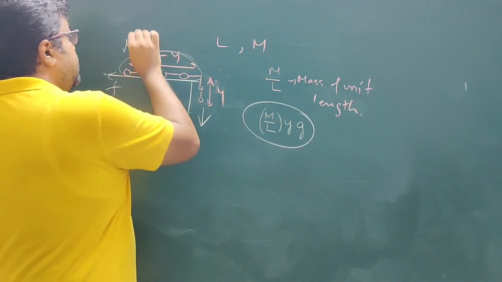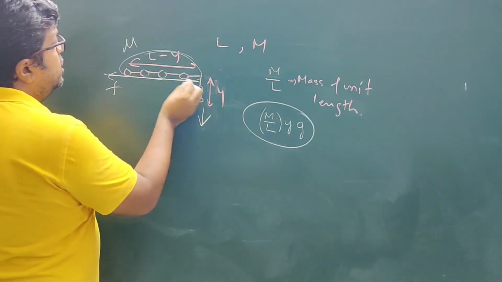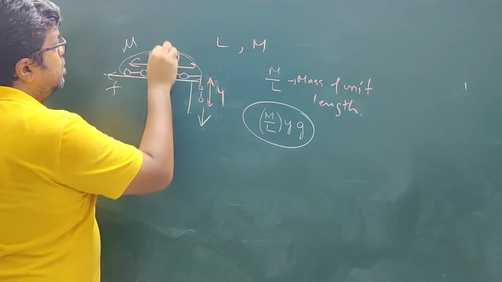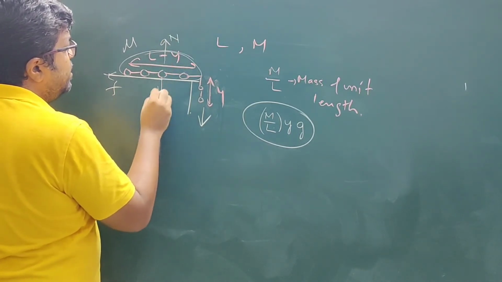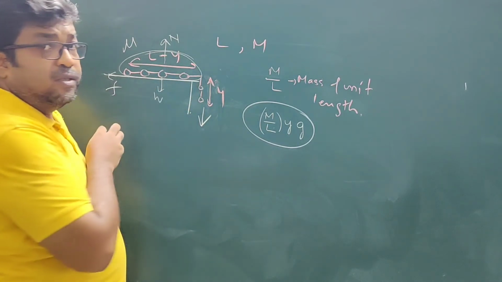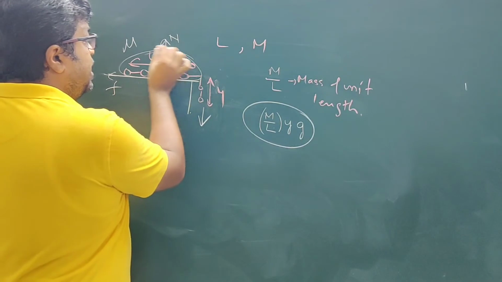Correct? Now suppose mu is the coefficient of friction, that is also given. Okay, so for this part, what will be the normal reaction? For the normal reaction I need to find the weight of this part. For weight I need to find the mass. What is the length of this part? It is L minus Y.